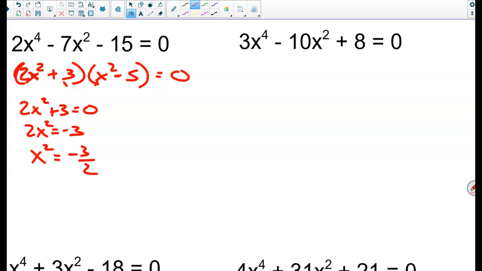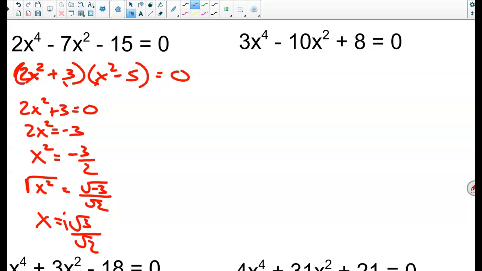And this is where there's a little more work to be done. I have to take the square root of both sides. You have to take the square root of both sides. And that means the square root of negative 3 over the square root of 2. And you do need to rationalize. Root 3 over root 2.